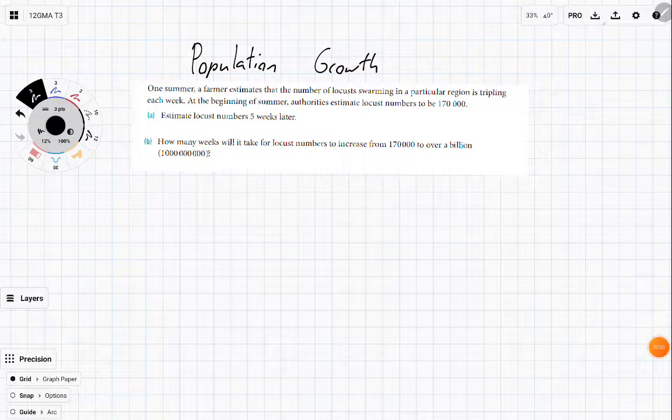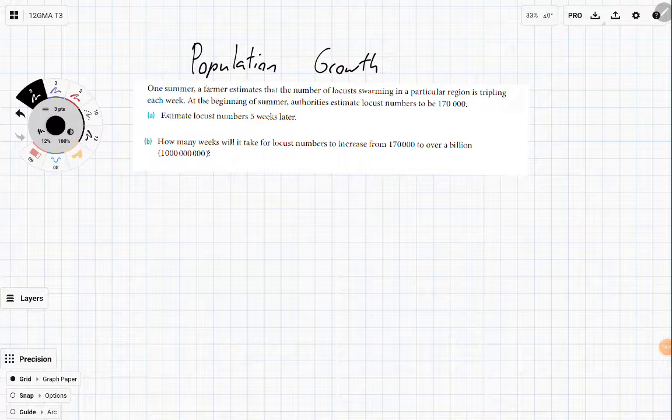Alrighty, so in this one we're going to be looking at how to model population growth using geometric sequences. One summer, a farmer estimates that the number of locusts swarming in a particular region is tripling each week. At the beginning of summer, authorities estimate locust numbers to be 170,000. Estimate locust numbers 5 weeks later.